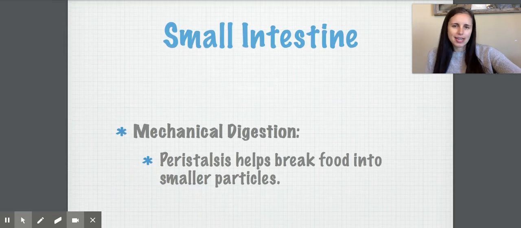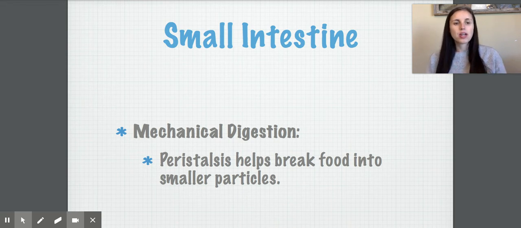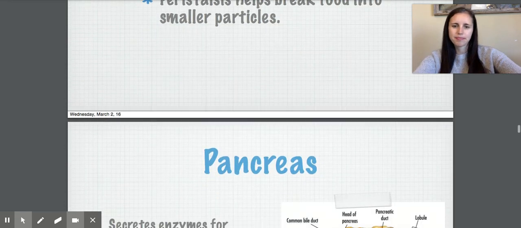Your small intestine also goes through mechanical digestion as well. Again, you're not going to feel it, but peristalsis, the same peristalsis that happened in your esophagus, is also happening in your intestine. Here it's not necessarily just to move food though. Here those contractions are actually crushing and mixing food. It's helping to break it down mechanically.